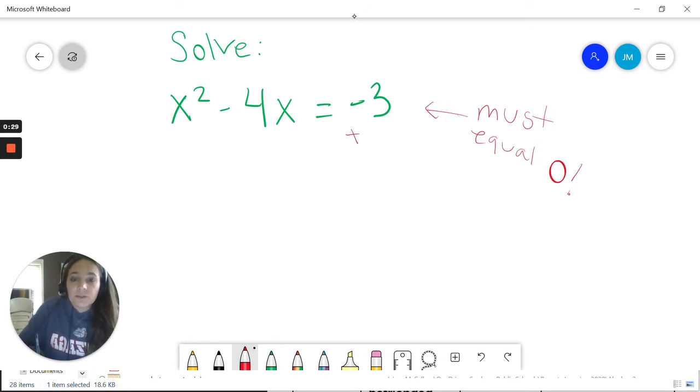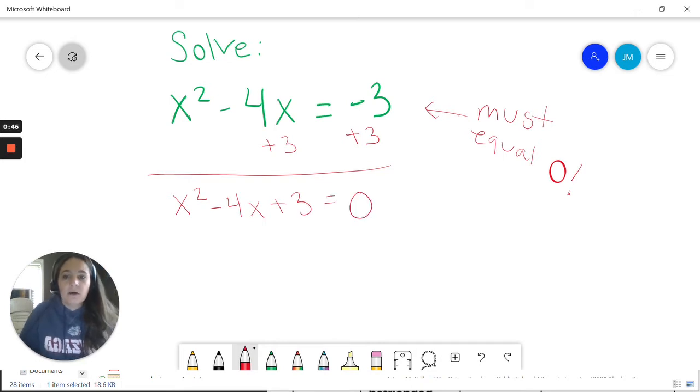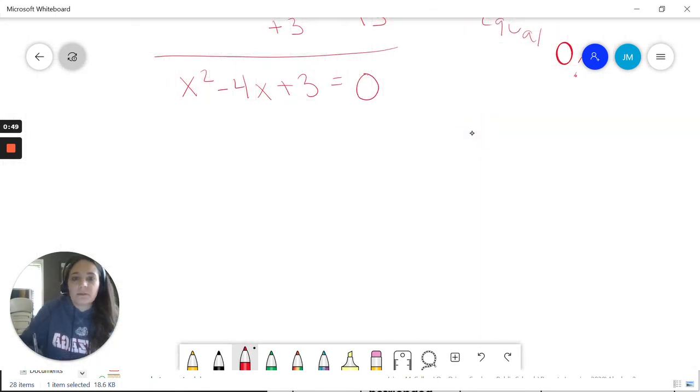We are going to make it equal to 0 by adding 3 to both sides. So now we have x squared. Now you can't actually add a number with an x, so we're just going to write it horizontally with that +3, and a -3 plus 3 is 0. All right, great. Now that it's equal to 0, now we get to solve it by factoring.